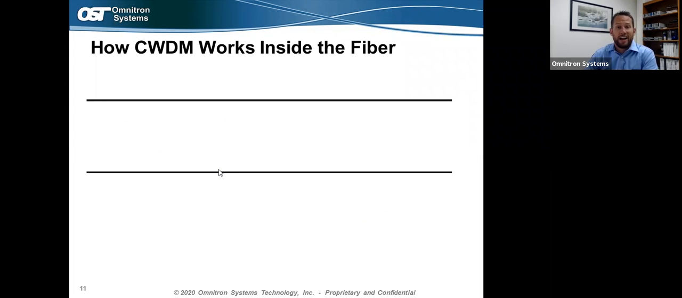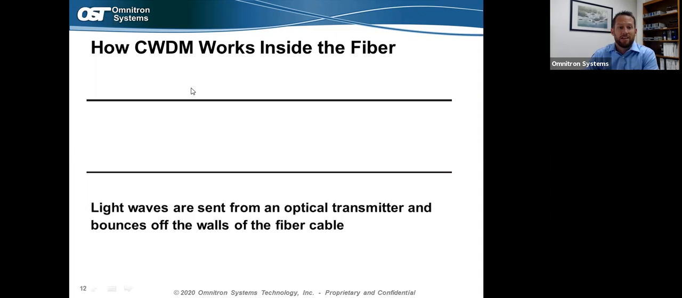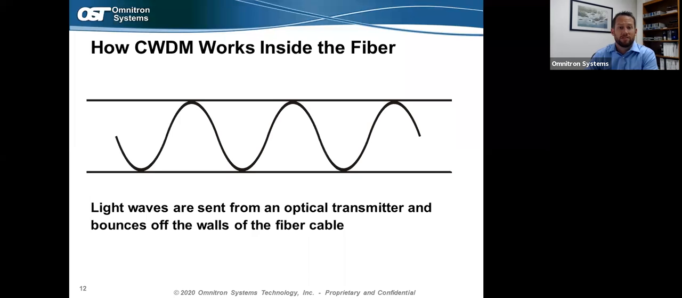And now we're going to go ahead and take a look at how a CWDM network would work inside of a fiber cable. So light waves are going to be sent from an optical transmitter on each end of the fiber, and it's going to be bouncing off the walls of this fiber cable. So this is what a typical wavelength will look like. And wavelengths are measured from peak to peak here, and the measurement is in terms of nanometers.